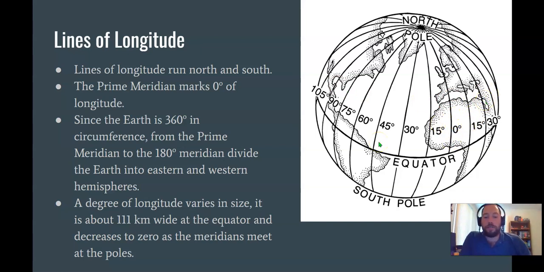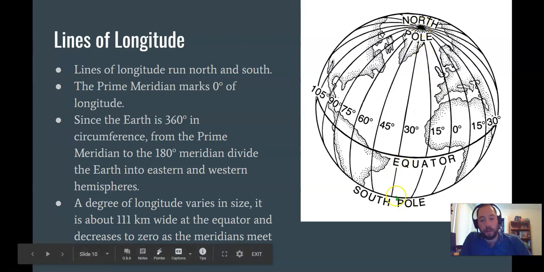So a degree of longitude varies in size. It's about 111 kilometers wide at the equator. And as you can tell by the picture on the right, as you get closer towards the poles, those lines get closer and closer together. It's only at the equator, at its widest point, where every 1 degree of longitude is going to be about 111 kilometers wide. It will eventually decrease to 0 kilometers wide at the North Pole and the South Pole.